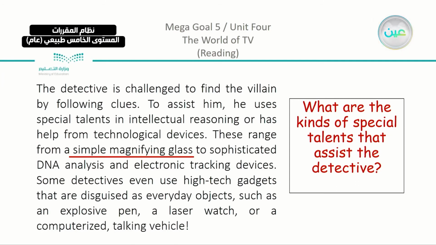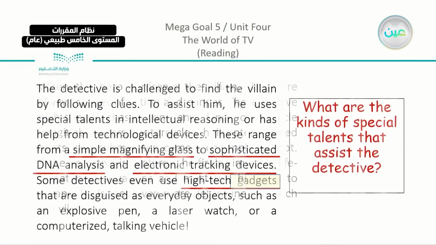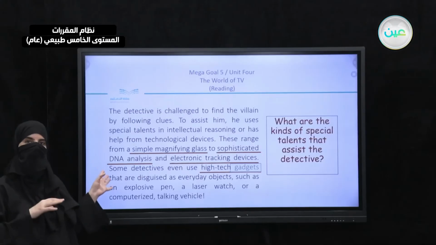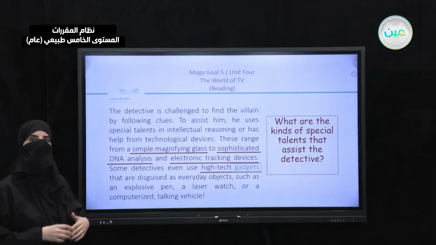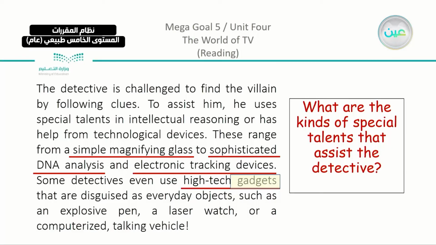Just look here for the word, and you can find that one of these things is a simple magnifying glass, which is very popular. Also, we have sophisticated DNA analysis, electronic tracking devices, high-tech gadgets, as we mentioned before. Yes, okay, four is enough. So these are the four things that assist any detective.